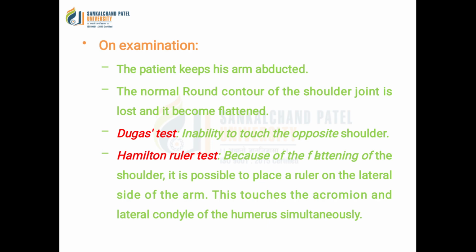There are two tests for diagnosis of the shoulder dislocation. First is Dugas test and second is Hamilton ruler test. In the Dugas test, there is inability to touch the opposite shoulder. And second is Hamilton ruler test. Because of the flattening of the shoulder, it is possible to place a ruler on the lateral side of the arm. This touches the acromion and the lateral condyle of the humerus simultaneously.